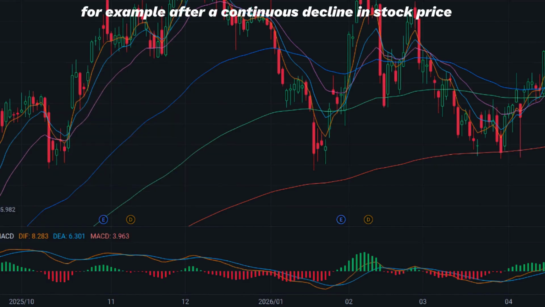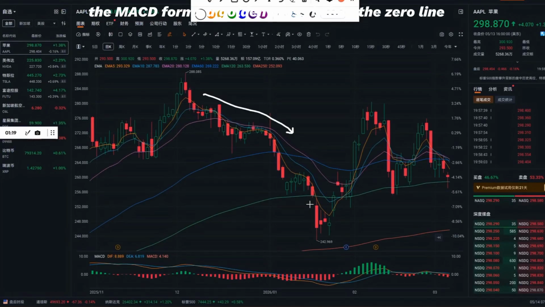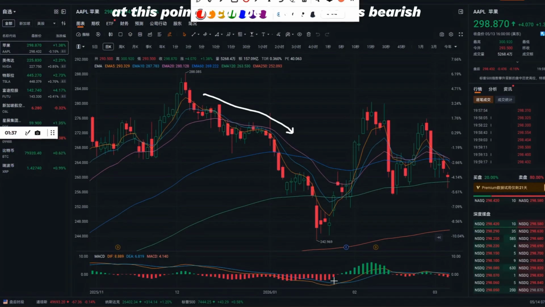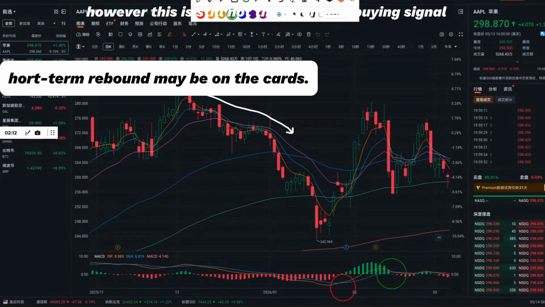For example, after a continuous decline in stock price, the price stops falling near the previous support level. Meanwhile, the MACD forms a golden cross below the zero line, and the green histogram bars begin to shrink. At this point, it can be interpreted as bearish momentum weakening and a short-term rebound may be on the cards. However, this is still not the strongest buying signal.